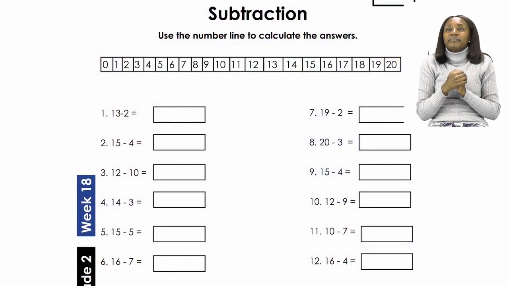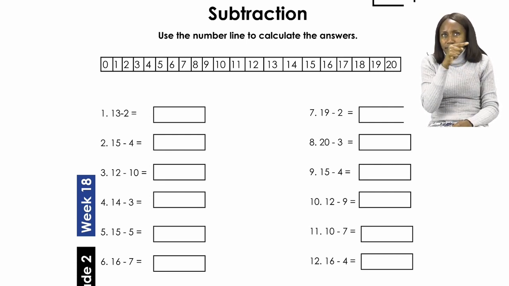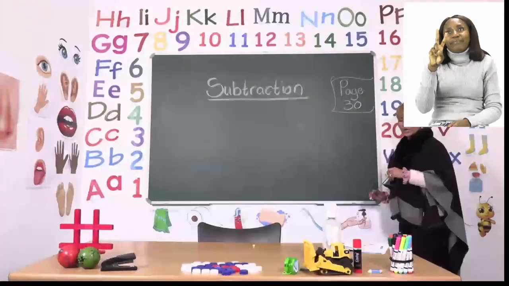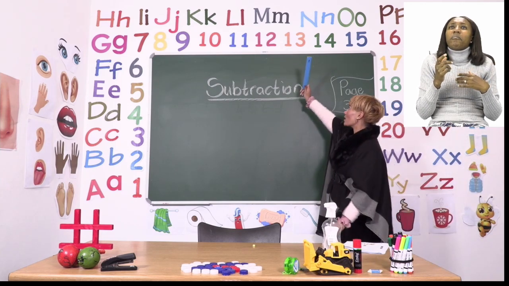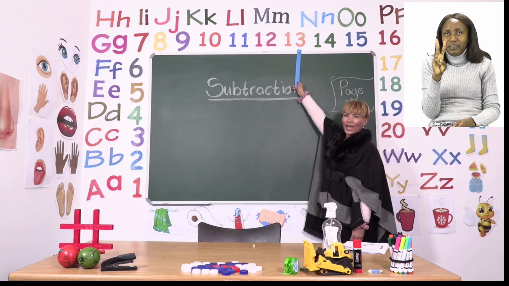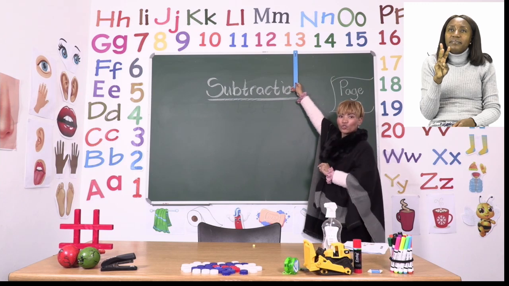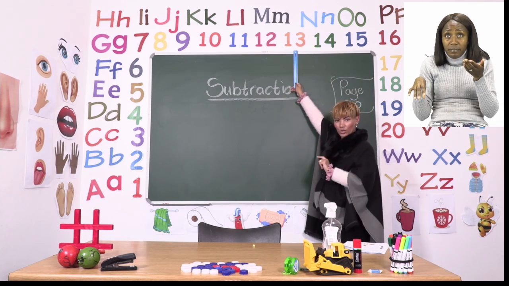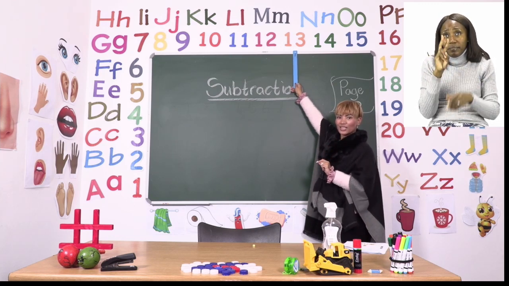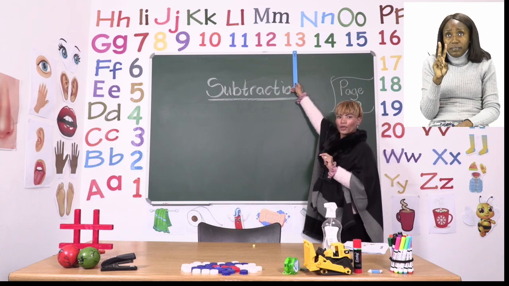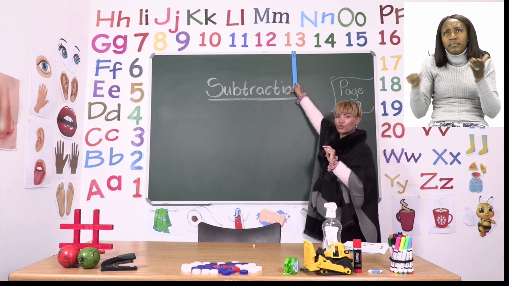Okay, let's look at the first sum. The first sum in your booklet is number 1, 13 minus 2. Right, if we look here on the board, let's quickly find our number 13. There we go. So up here we have number 13. And we said that if we subtract, we count backwards. Now we look at how much do we have to subtract from 13? 2.